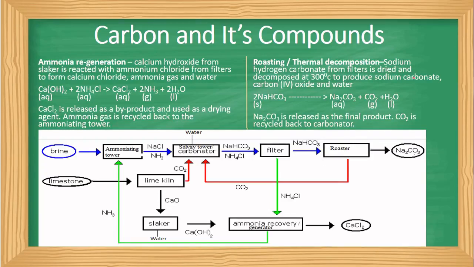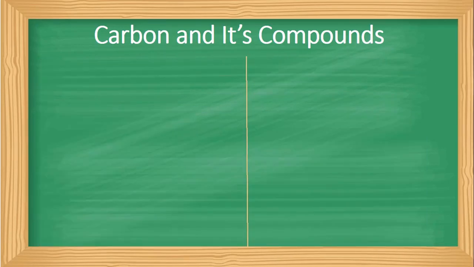So this sodium carbonate is released as the final product, while the carbon 4 oxide is recycled back to the carbonator to be used at the stage here of carbonation. So that is the Solvay process, the industrial manufacture of sodium carbonate. Now let us look at, that is all for this topic of carbon and its compounds.